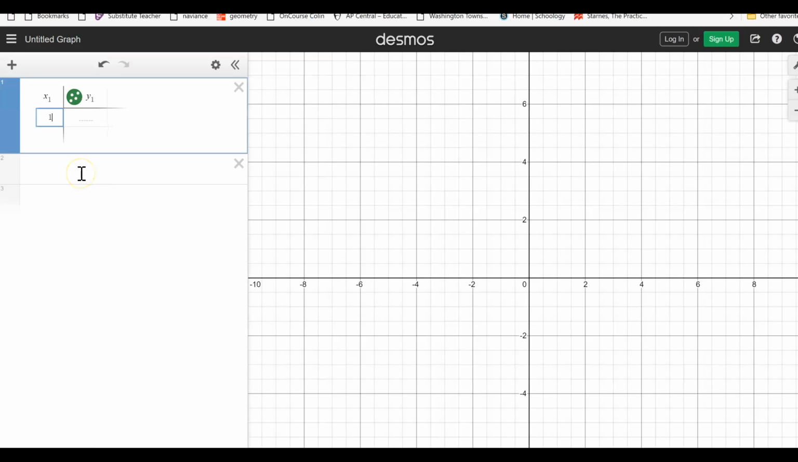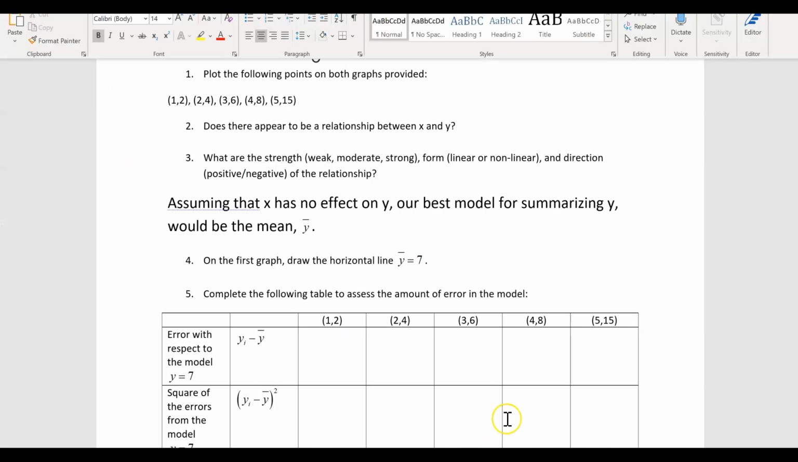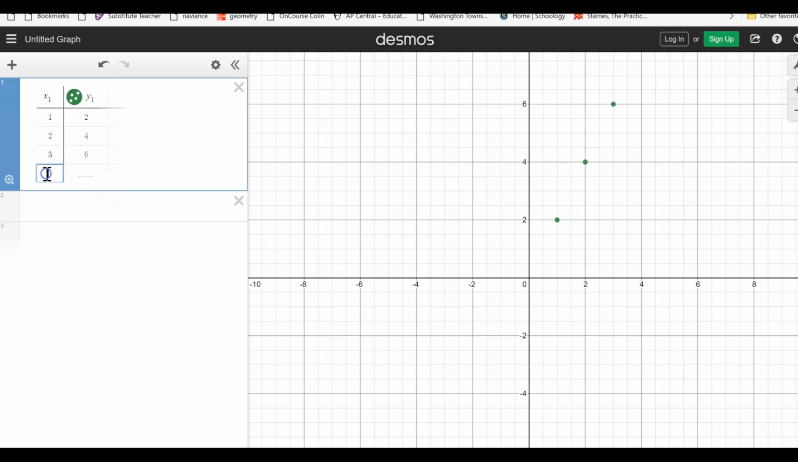The first x coordinate is 1, and the y coordinate is 2, and then we have 2 and 4. We have 3 and 6. And just when we think everything is following a certain pattern here, we have 4 and 8, and then we're going to deviate from that. We have 5 and 15. Otherwise, all these points would live on the same line, and we wouldn't have much of an activity here. So I have my 5 points plotted on my coordinate plane.